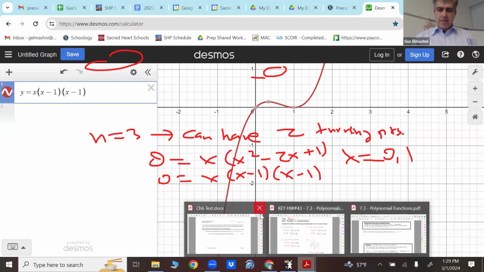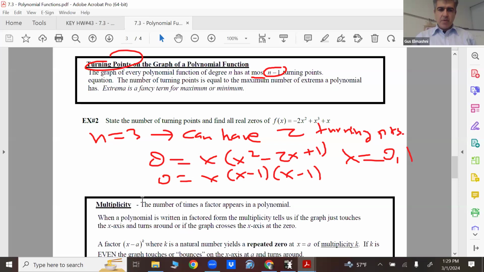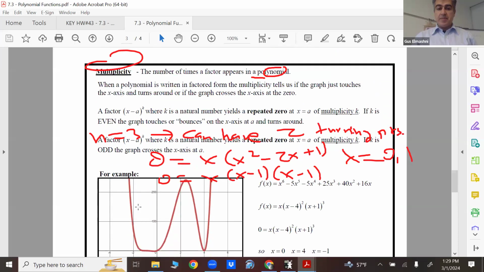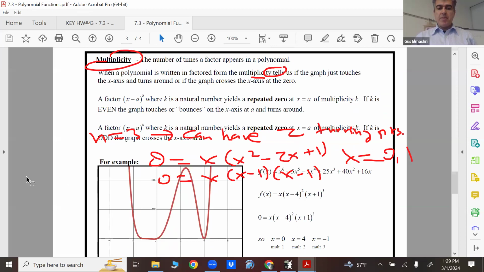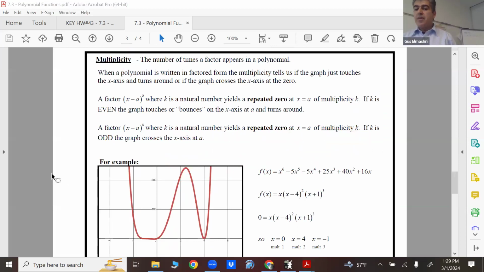So let's close that one down. Cool. Multiplicity. Multiplicity is the number of times the zero occurs. So the problem we just did, we saw x minus 1 squared. So the 1 had a multiplicity of 2. So k represents the multiplicity. So the number of times a factor appears is the multiplicity of that x-intercept.